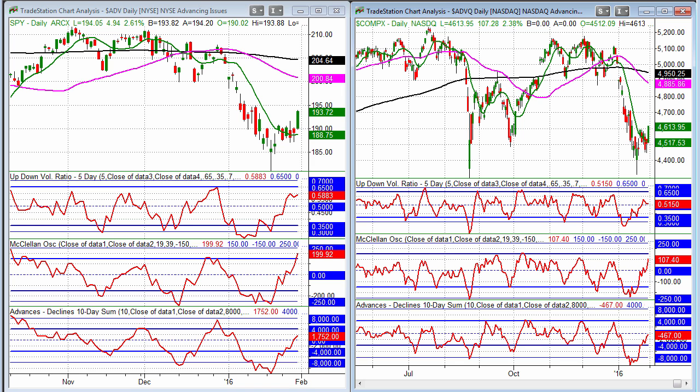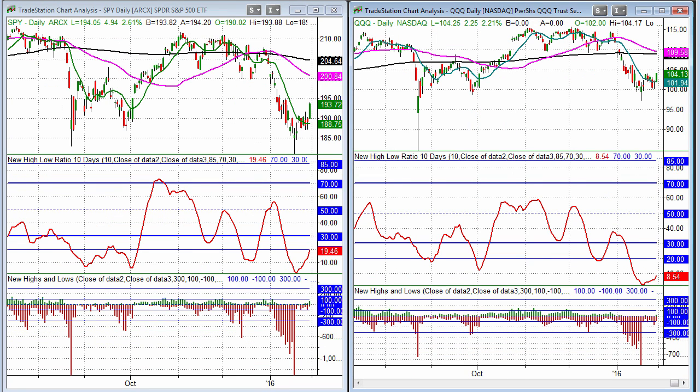McClellan puts advance-declines together in just a different way than the 10-day sum, or in the case of the top chart, we're also looking at volume. So the next way to measure market breadth is new highs and new lows. And so here too is a chart that you've seen before.